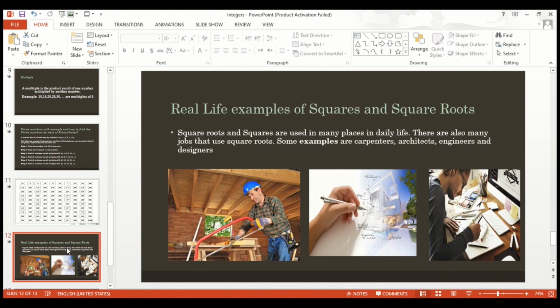Last but not the least, I'm going to be sharing the real-life examples of squares and square roots. Square roots and squares are used in many places in daily life. There are also many jobs that use square roots. Some examples are carpenters, architects, engineers, and designers.